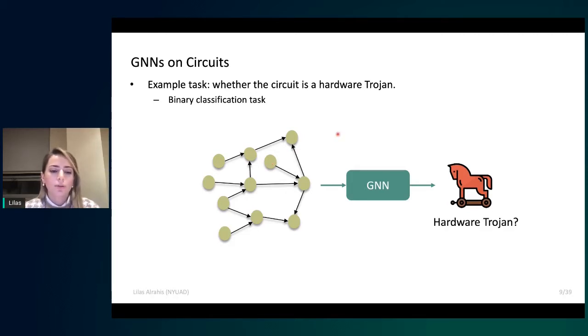So now that we are a bit more familiar with the concept of a GNN in graph representation learning, I'm going to move to hardware security to discuss why it is important to secure the hardware, and then I'm going to discuss our GNN for hardware security applications.